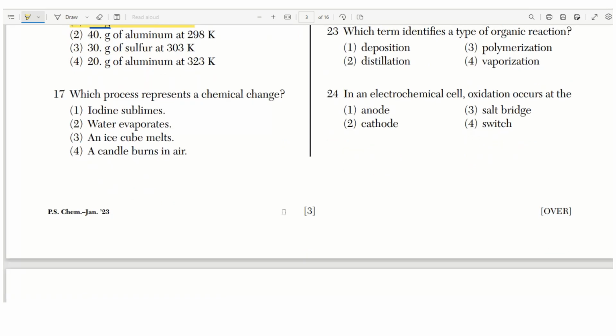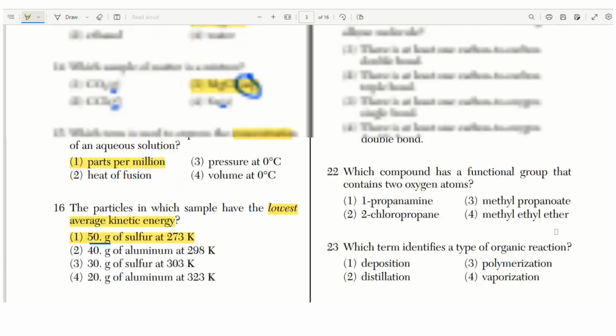Which process represents a chemical change? Well, sublimation is solid to gas, starts as a solid because sublimation starts with an S. That is physical, evaporation physical, melting physical. Oh, there we go, chemical change, burning.